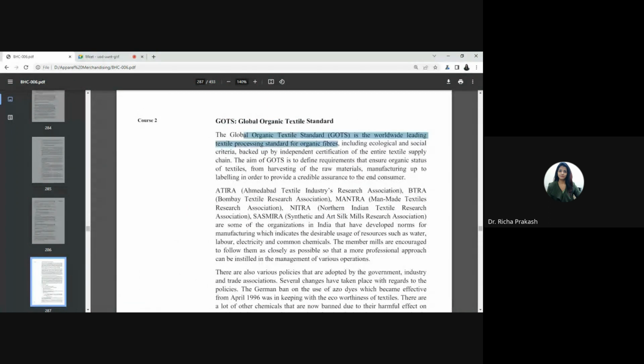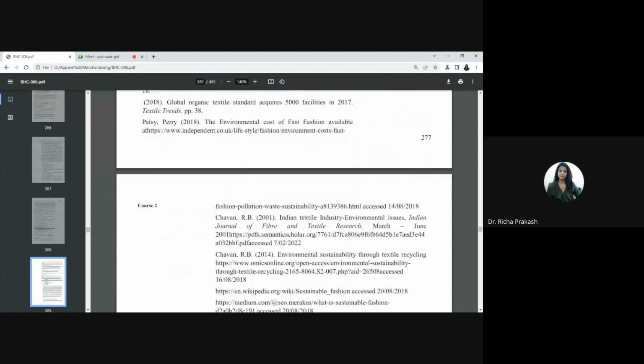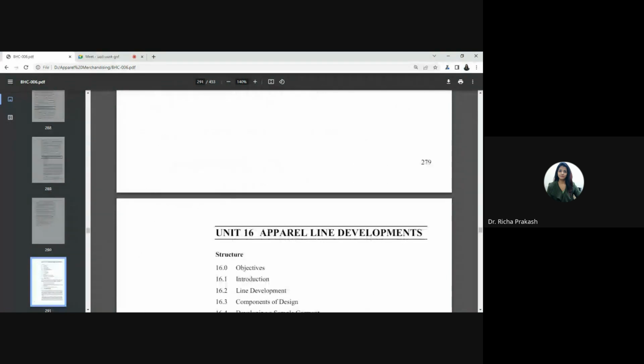GOTS, Global Organic Textile Standard. It either patents something or it gives a certification whether a particular fabric is environmentally friendly or not. In my PhD, 20-30% of my research was about organic clothing. So I had sent my samples to GOTS. It's not in India. They checked it and got it back. Out of 12 samples that I had sent, 11 came out to be 100% organic, and for one there was some issue with the use of chemicals or something. So GOTS is something that is working a lot on sustainability.